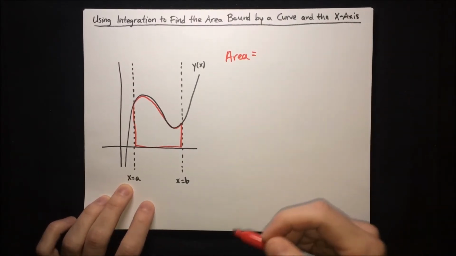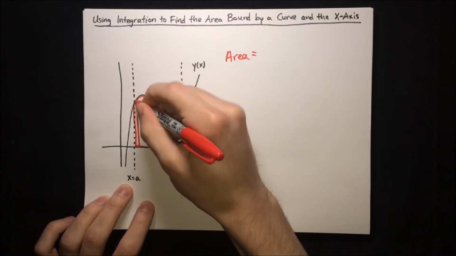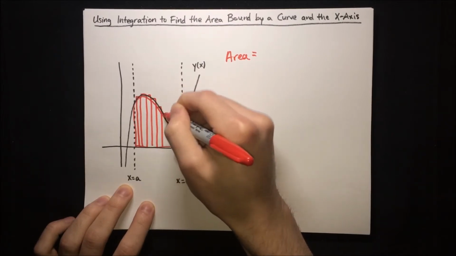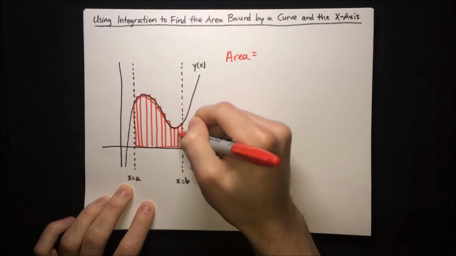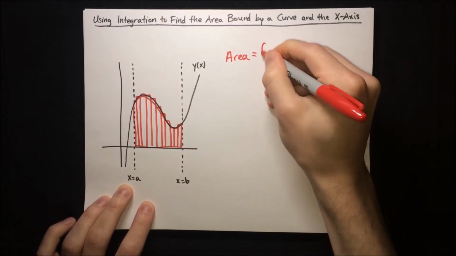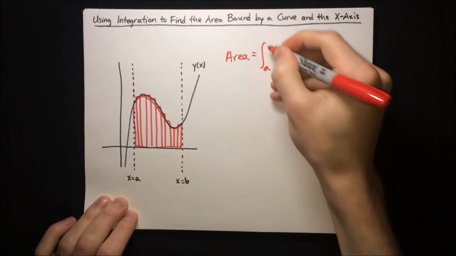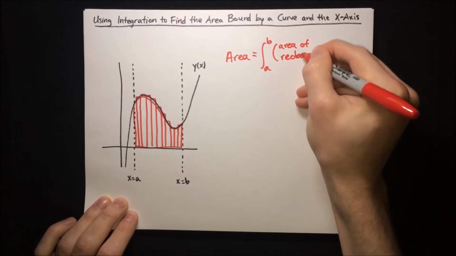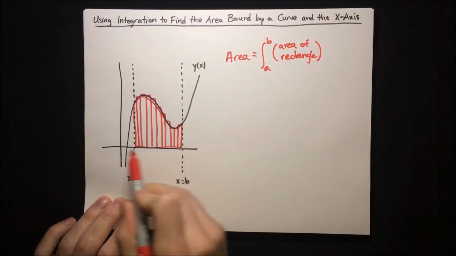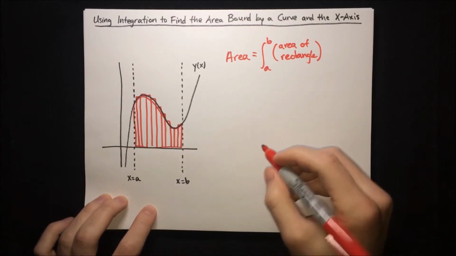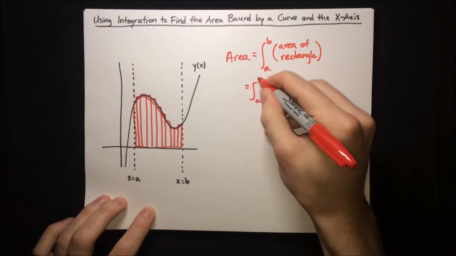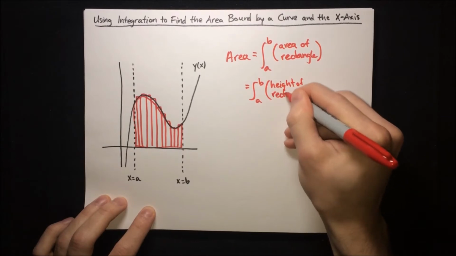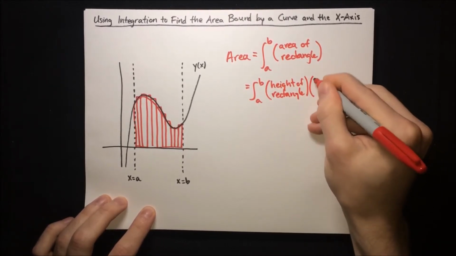The trick to doing this is to think about breaking it up into a bunch of smaller rectangles. So the area will be the integral from a to b of the area of a rectangle. We're summing up the area of all those smaller individual rectangles. And an individual rectangle has an area given by the height of rectangle times the width of rectangle.